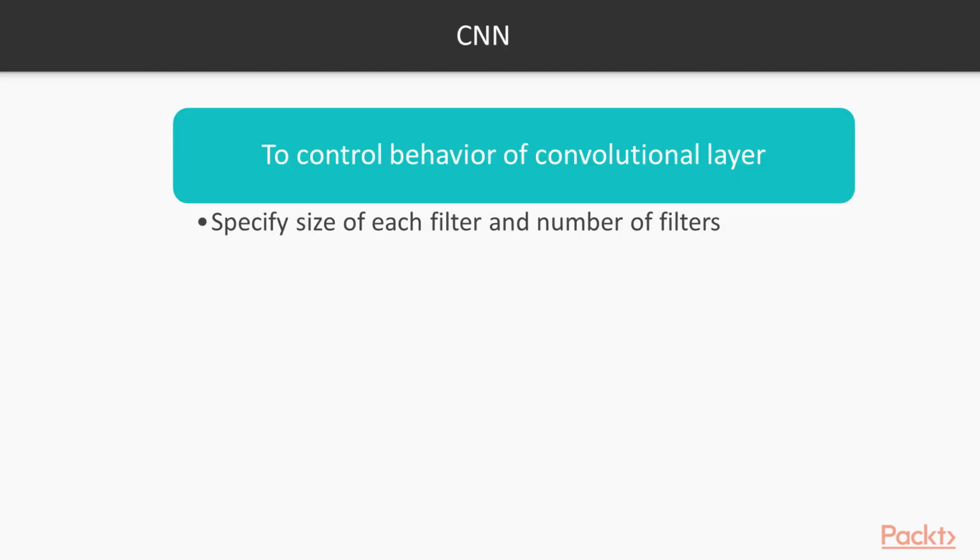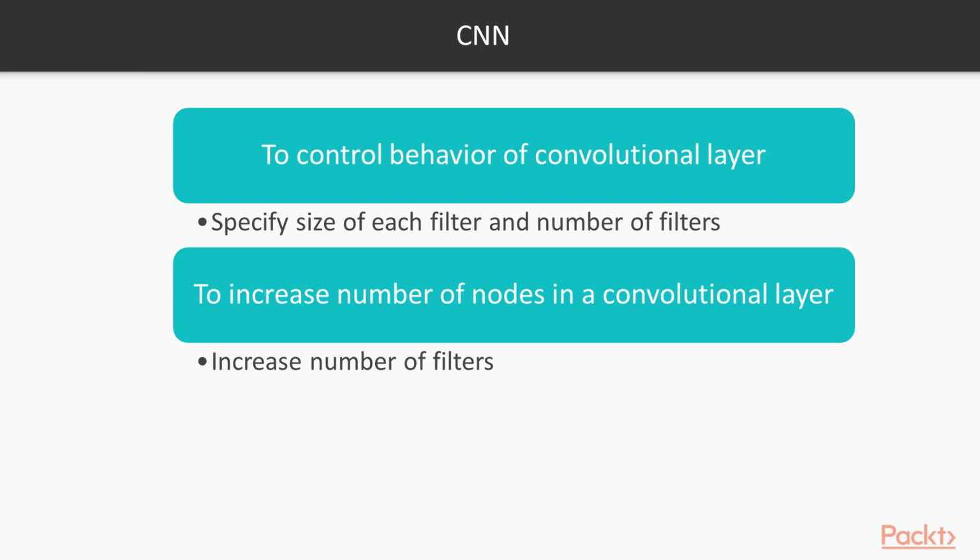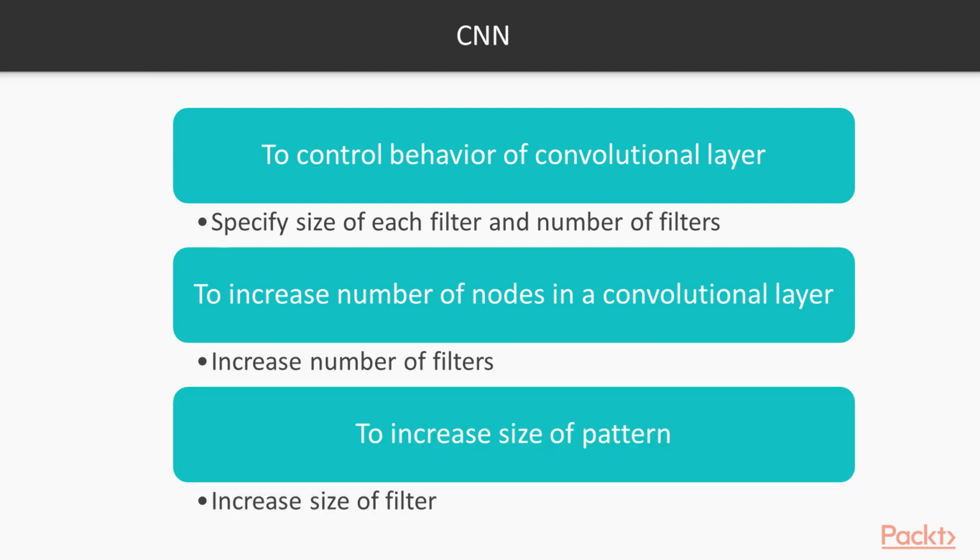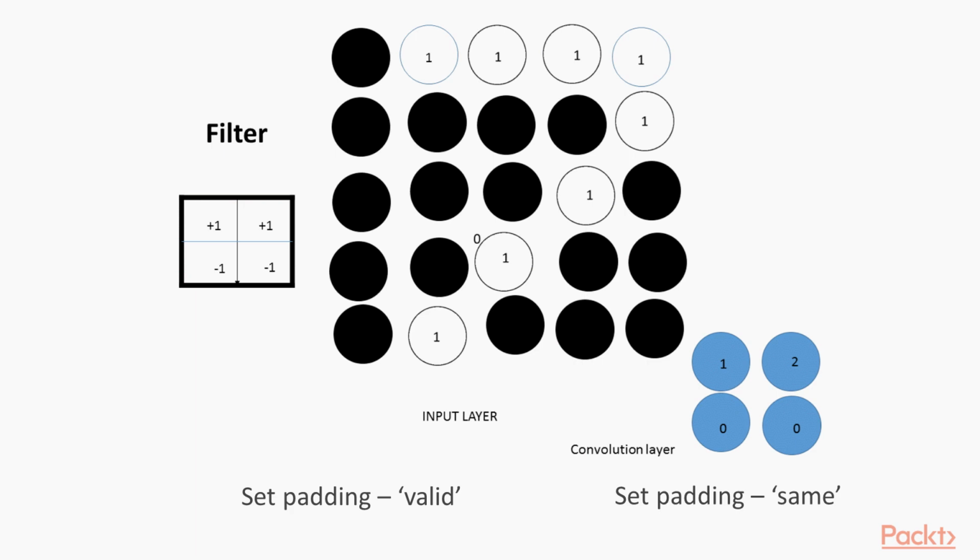In a CNN, we can control the behavior of the convolutional layer by specifying the size of each filter and the number of filters. To increase the number of nodes in a convolutional layer, we can increase the number of filters. And to increase the size of the pattern, we can increase the size of the filter. There are also a few other hyperparameters that can be tuned.